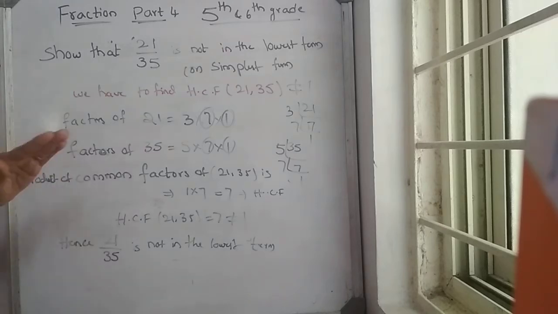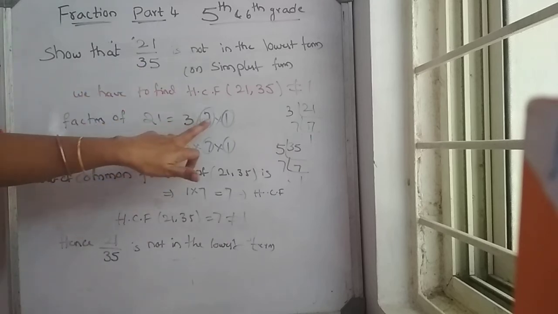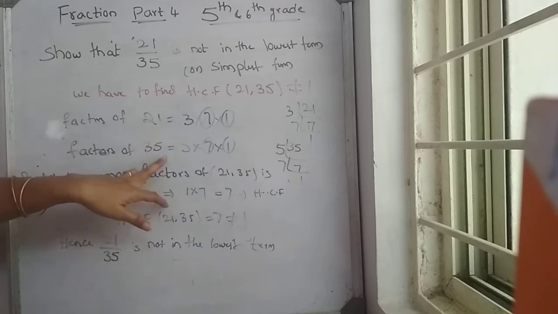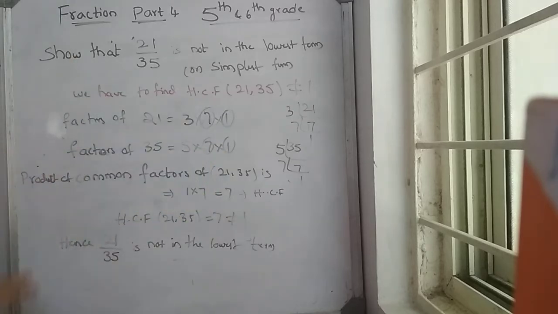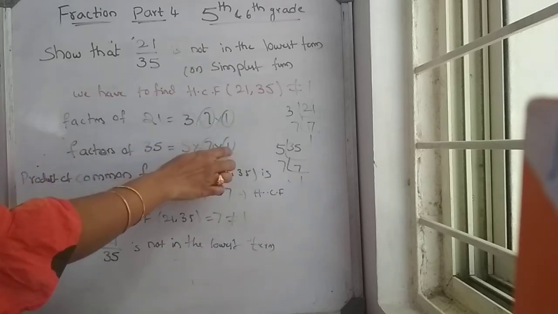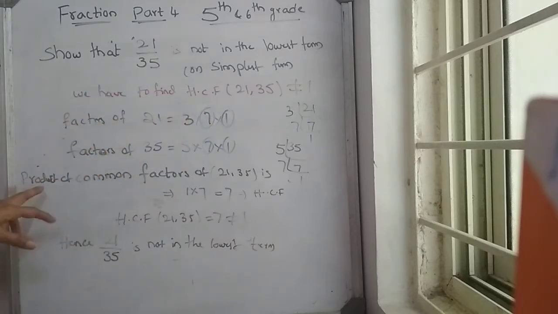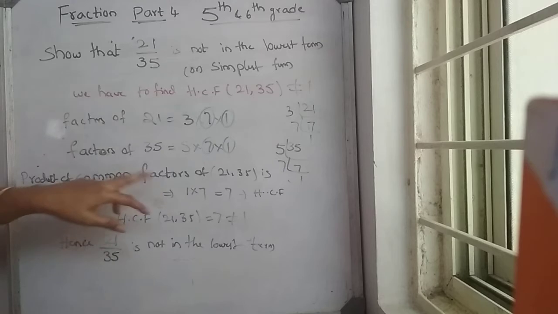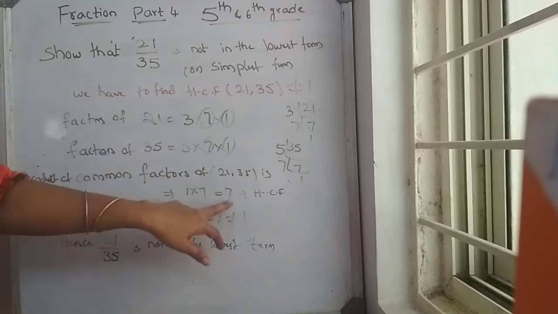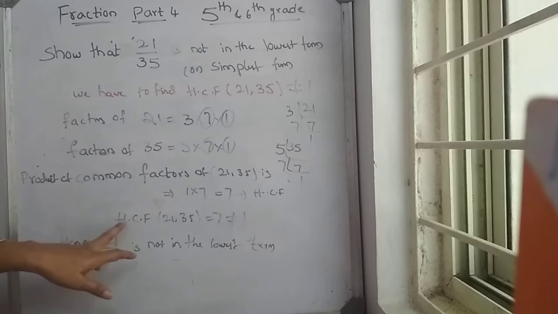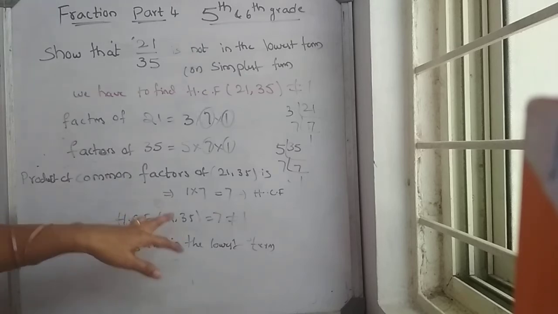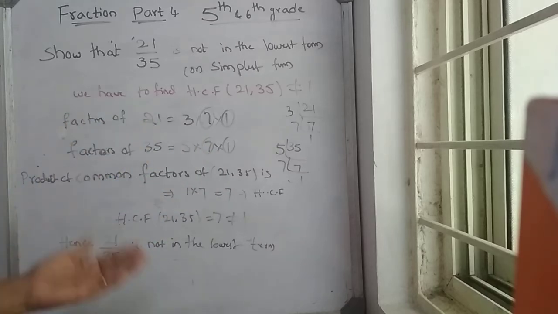Now clear, right? Again, if you want, I will explain again. First we have to find factors of 21: 3 into 7 into 1. Then factors of 35: 5 into 7 into 1. First you find the common factors. Here 1 is there, here 7 is there, here 7 is there. So 1, 7 are the common factors. Do the product of common factors, we will get 7. This is the highest common factor of the given fraction. So clearly HCF of the given fraction is not equal to 1. So hence 21 by 35 is not in the lowest term. Now clear, right?